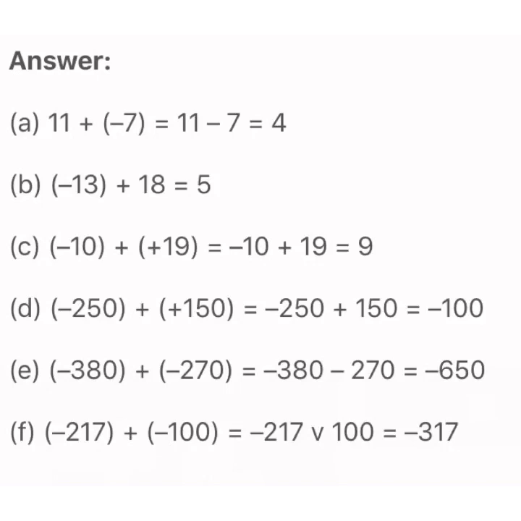Now the last one of this question, minus 217 plus minus 100. So children, here it is minus 217 minus 100. Both the integers are negative integers. So we will add both the integers, that is minus 217 minus 100, and the answer is minus 317.